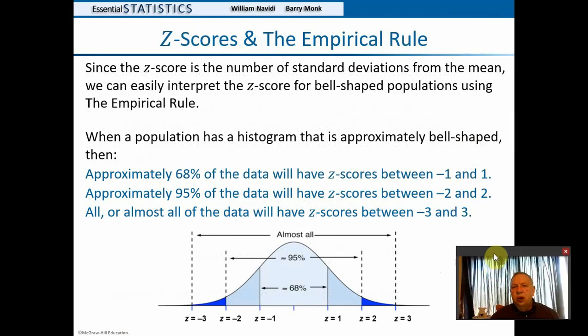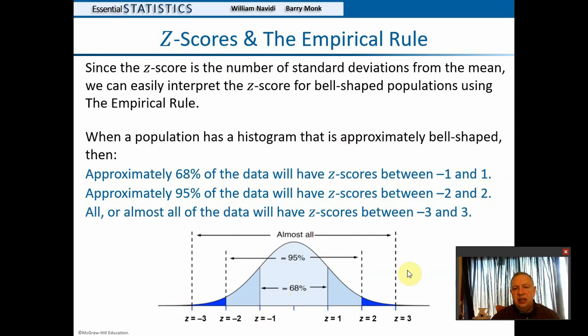Since the z-score is the number of standard deviations from the mean, we can easily interpret the z-score for bell-shaped populations using the empirical rule. When a population has a histogram that is approximately bell-shaped, then approximately 68% of the data will have z-scores between -1 and 1. So we compute their z-scores. We've got the mean. The mean would be a z-score of 0.